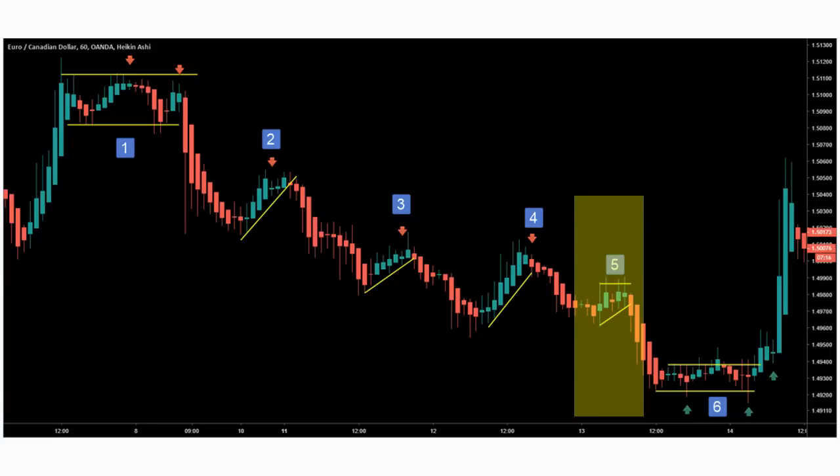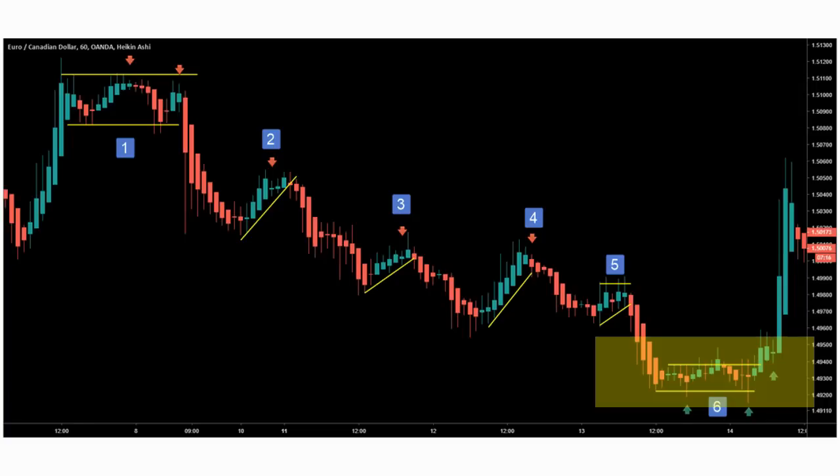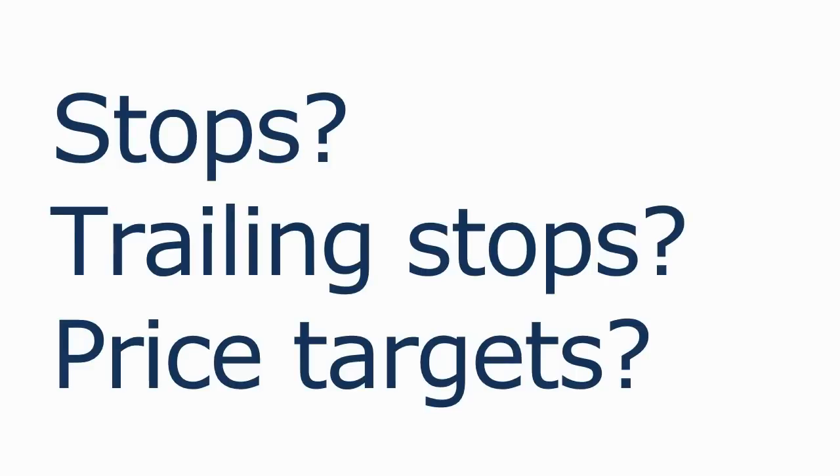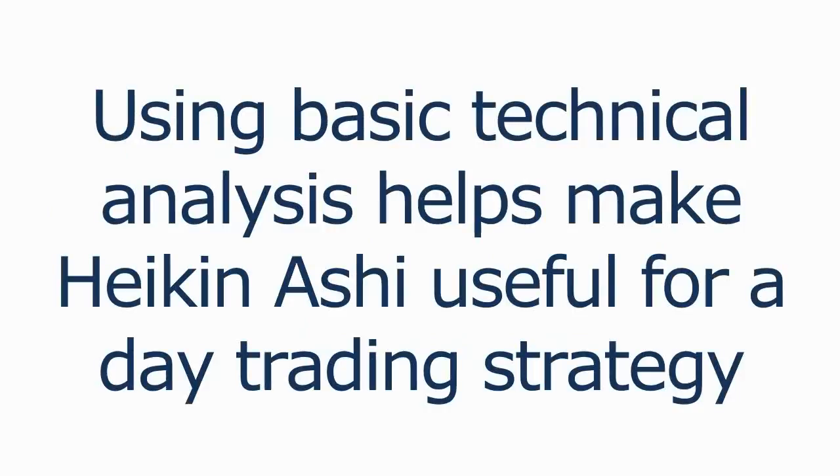Price forms a range with many dojis. Price breaks out of the range, and a base is at the top of the resistance zone and plots a doji. Now, trades can be entered when price breaks the high of the previous two candles. Okay, I've not added in stops or trailing stops or price targets on this chart. You're going to need to use the actual price of the instrument at the time that you note these setups. So you can see that using just technical analysis helps make Heiken Ashi useful for a day trading strategy.